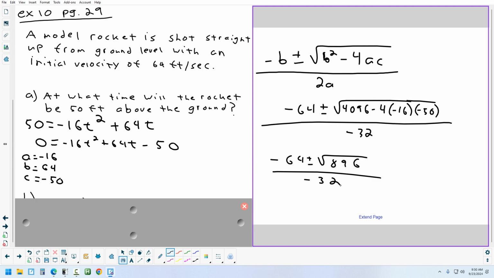Now, there's a plus or minus. Why would there be 2 answers when the rocket hits 50 feet? How can the rocket hit 50 feet more than once? Coming back down. Yeah, it's going to come back down. So it's going to go up. It's going to hit 50 feet on the way up, and then when it comes back down, it's going to hit 50 feet again. That's why it hits it twice.